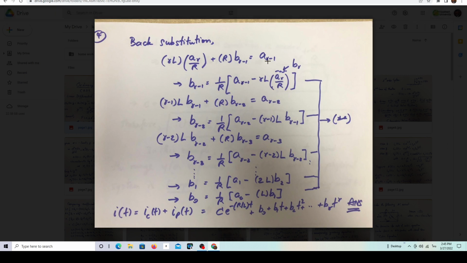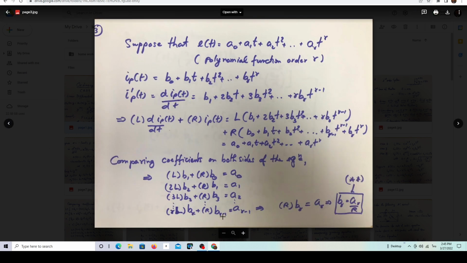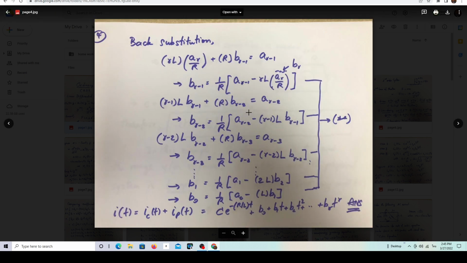So a sub r minus 1, move this term to the right hand side. So minus small r times L times a sub r, divided by capital R. And all this term, put the bracket on it, because you want to divide everything computed within this bracket by the capital R. And so on. Once you know b sub r minus 1, you can use it in the next equation, because the next equation is going to look like this.